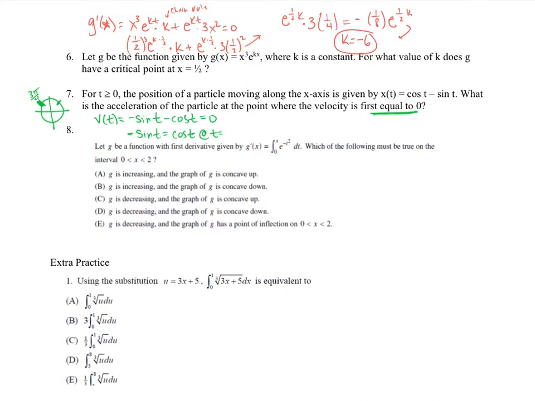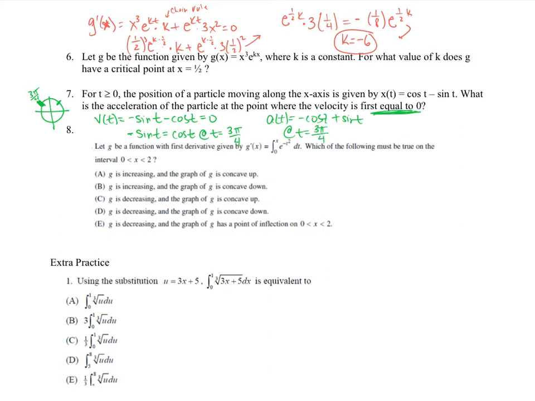So looking at this, we get at t equals 3 pi over 4. And if we found the acceleration, we will get negative cosine t plus sine t. And again, we're looking for when they're opposites of each other, when it first equals 0. That's what we're looking for. And again, this will be at t equals 3 pi over 4.